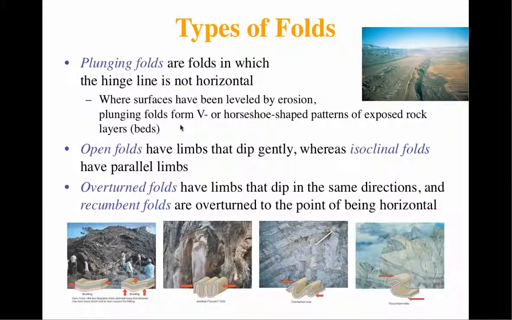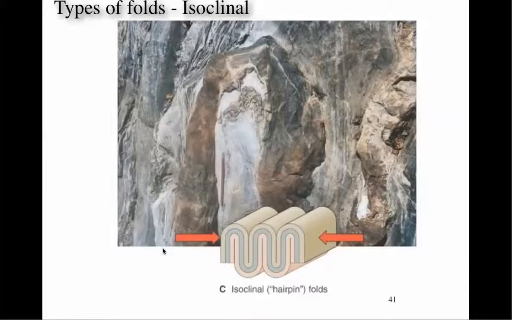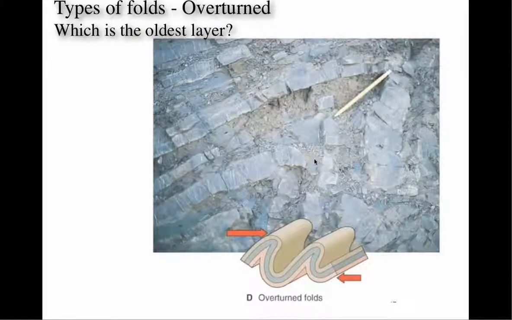Now, a little bit more on folds. You can get, well, let's go into the big pictures. You can get these crazy folds. These are called isoclinal folds, but I don't want you to memorize that. It's not a big deal. You have overturned folds here. The pencil is there just for size reference.